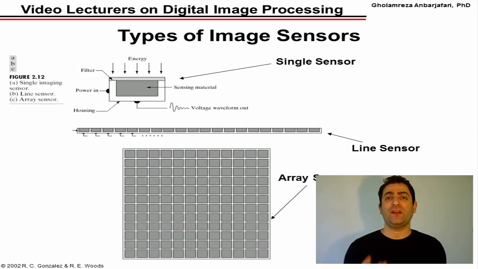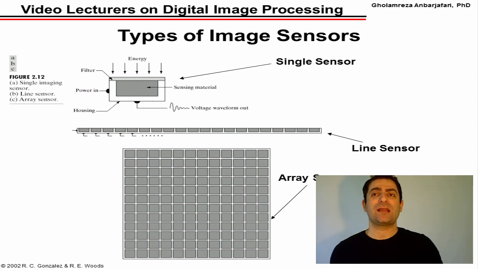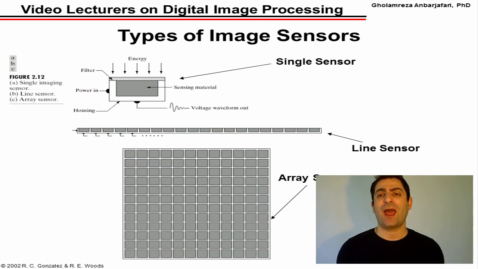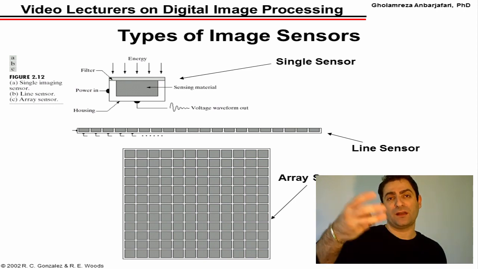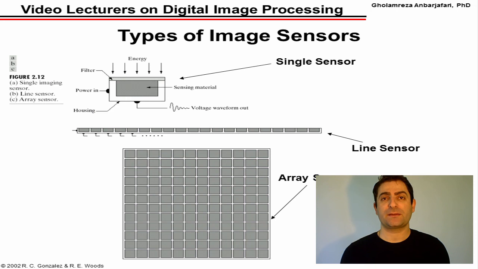Now, in general, we have three types of image sensors: single sensor, line sensor, and array sensor. Array sensors are used in the cameras that we have. A series of them, lots of them together. At one instant, we grab the amount of the light which has been reflected from the objects.